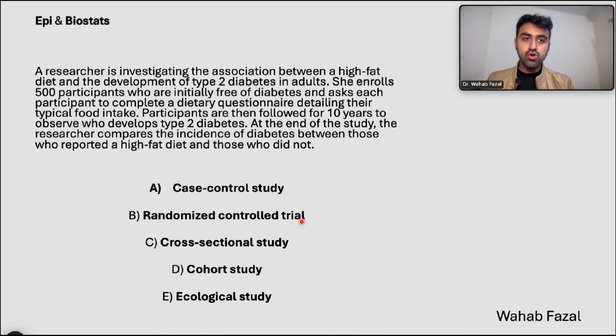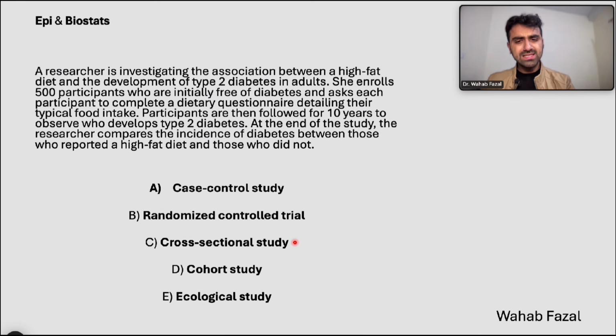What's a randomized control trial? It's not a randomized control trial, because we're not trying out anything. I'll have a separate video. If you're wondering why I did not talk about randomized control trial in this video, it's because I have a different video on what's a randomized control trial and the different phases of a randomized control trial.